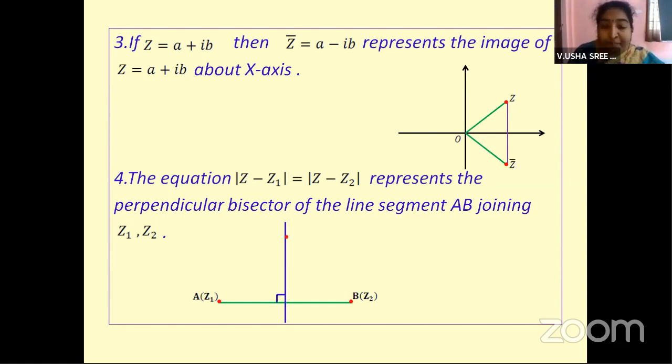Now, I'm taking a point P on the perpendicular bisector. You are very much familiar with this: when you take a point on the perpendicular bisector, the point will be equidistant from the 2 ends of the given line segment. Whatever distance you get from A to P, the same distance you will get from P to B. That's what we are representing here in the modulus. Z minus Z1 is nothing but the distance between A and P, and Z minus Z2 is the distance from P to B. Hope you got that.